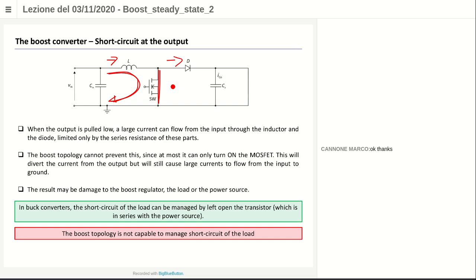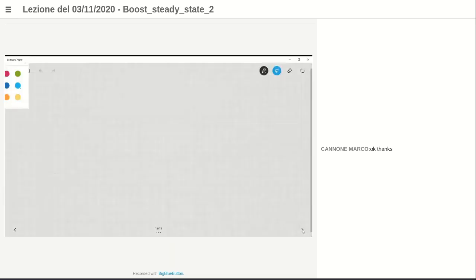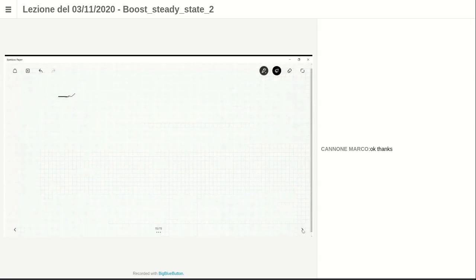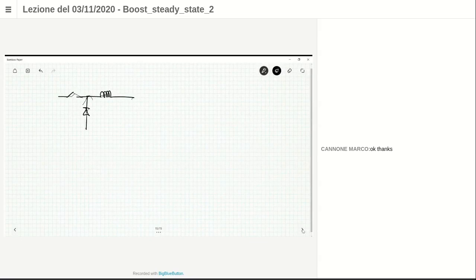So there is no way in the boost converter to manage short circuits placed at the output side. Think about what happens in the same situation if you have a buck converter. And let me share the screen. What happens if you have a buck converter? Okay, in a buck converter, you have the switch here, then you have the diode here, and then that here. Then suppose that you have a short at the output port.